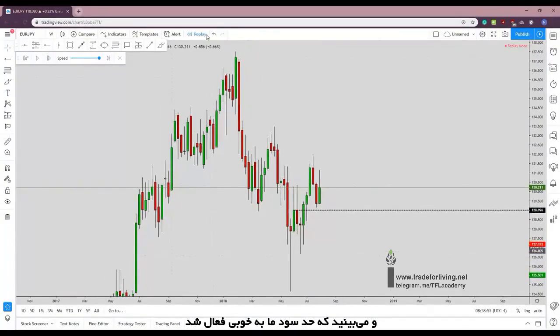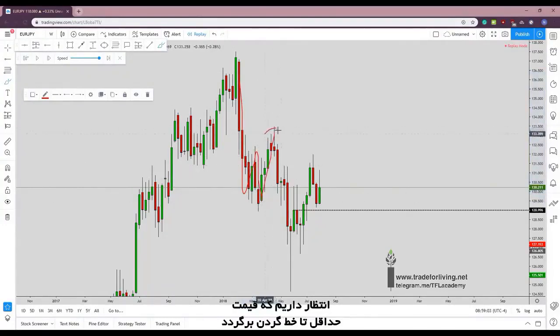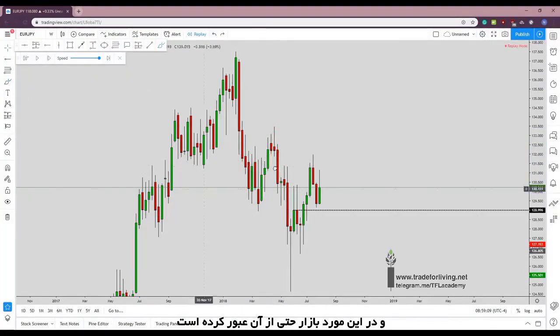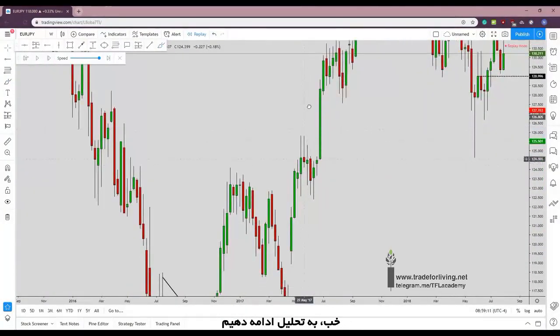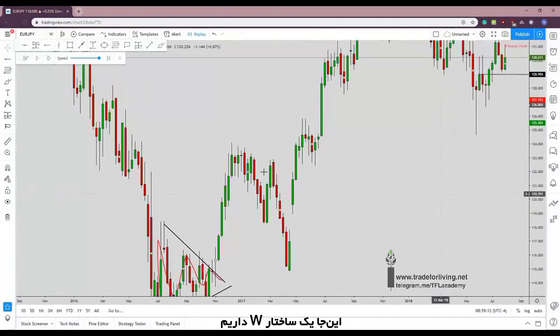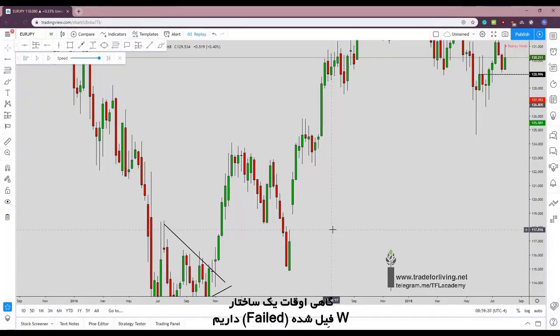Again, we have here another nice W formation. You have down, up, down. W formation, we're expecting a push at least to the neckline, and in this case the market also exceeded it. Now let's keep going with the analysis. Here you have a W formation that we didn't really speak about, but sometimes you can have a failed bearish W. We need to add this.